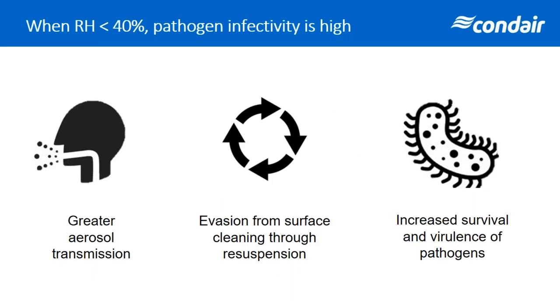Well, we now know that when the relative humidity is less than 40%, the infectivity of pathogens, the bad microbes, is high. We have greater aerosol transmission. It's very difficult to clean surfaces thoroughly. You can't clean your hands, you can't clean surfaces because they're being recontaminated from particles falling out of the air. And if those particles are infectious aerosols, you're recontaminated without having even touched anything. So you don't even know that your hands might be recontaminated. And thirdly, for reasons we don't fully understand, the survival and the virulence, the badness of the pathogens, is greater when the air is dry.